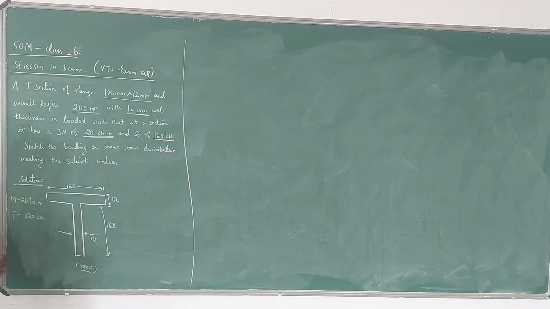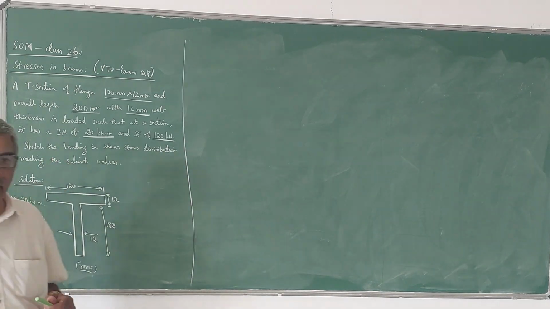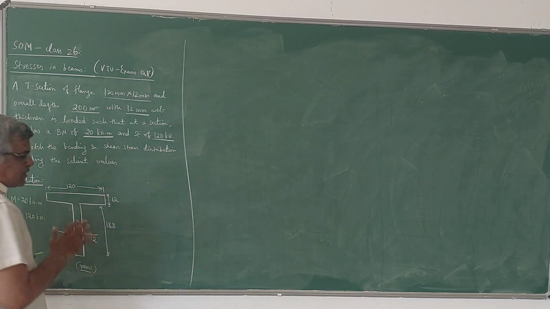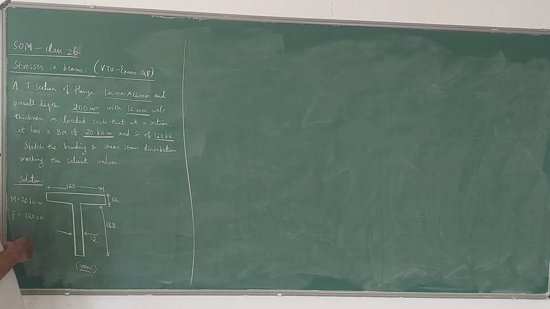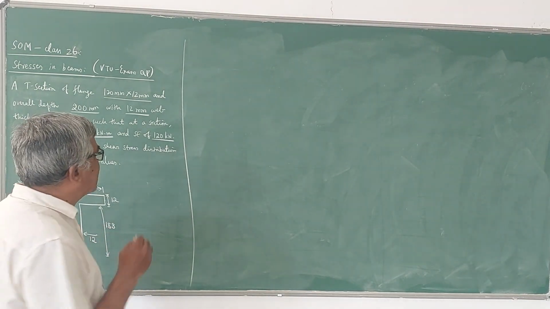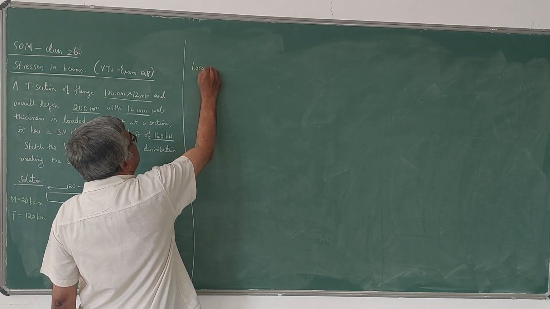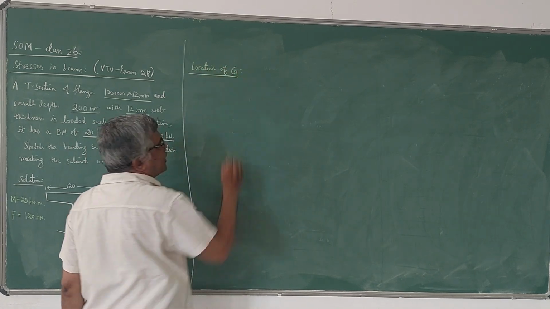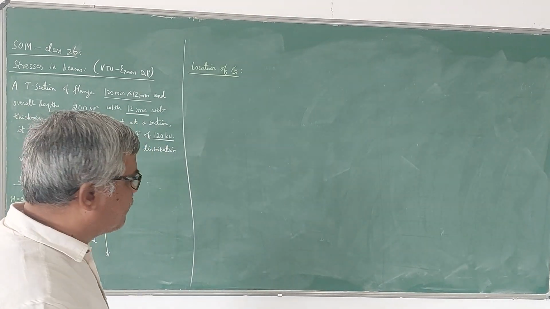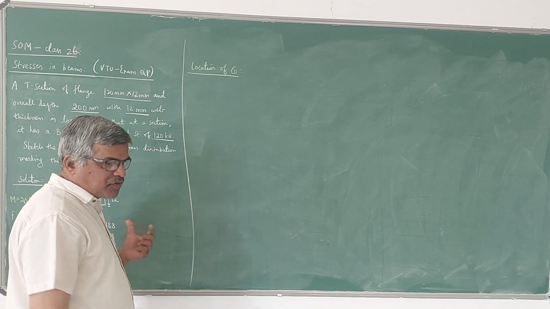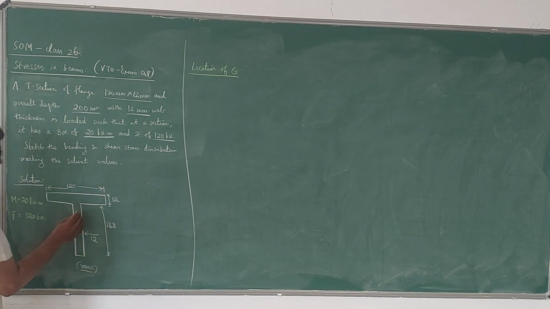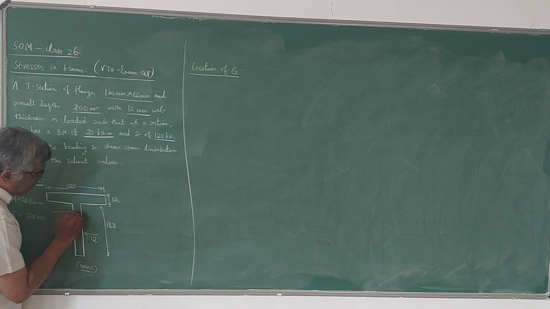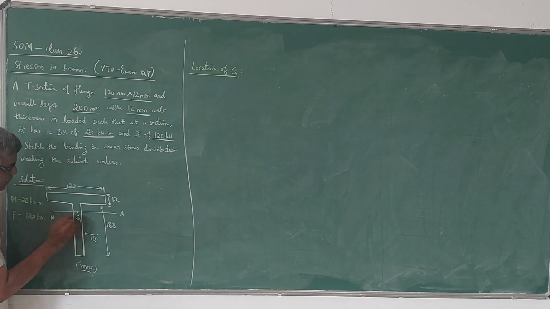distribution diagram. In the last class, I explained how the bending stress and shear stress patterns will be for a T section. So here let us plot that for this problem. First step is to locate the centroid, because once you locate the centroid, we can easily find the moment of inertia, that is the I value we need for both bending stress and shear stress computation. Once you locate the centroid, the neutral axis passes through it.